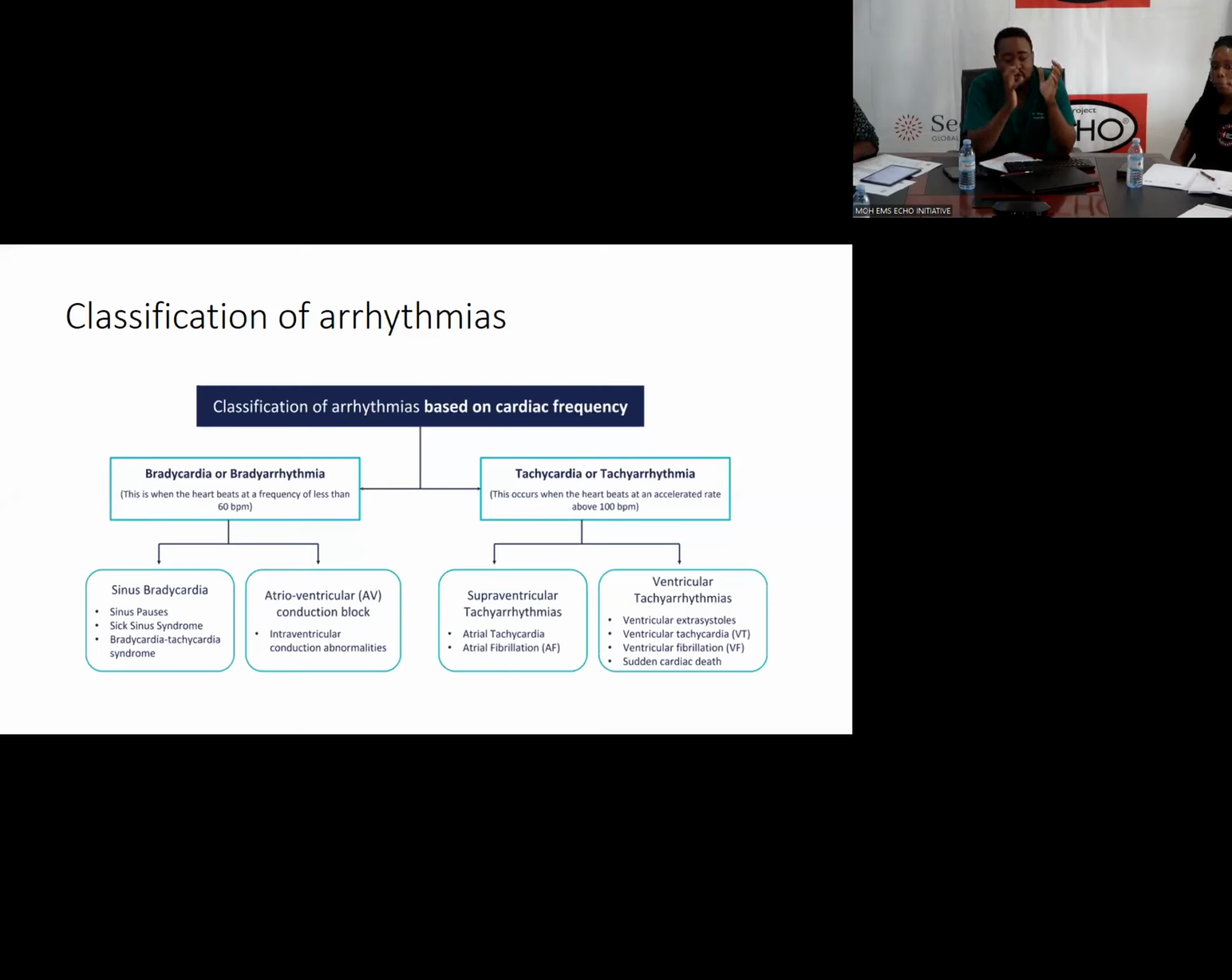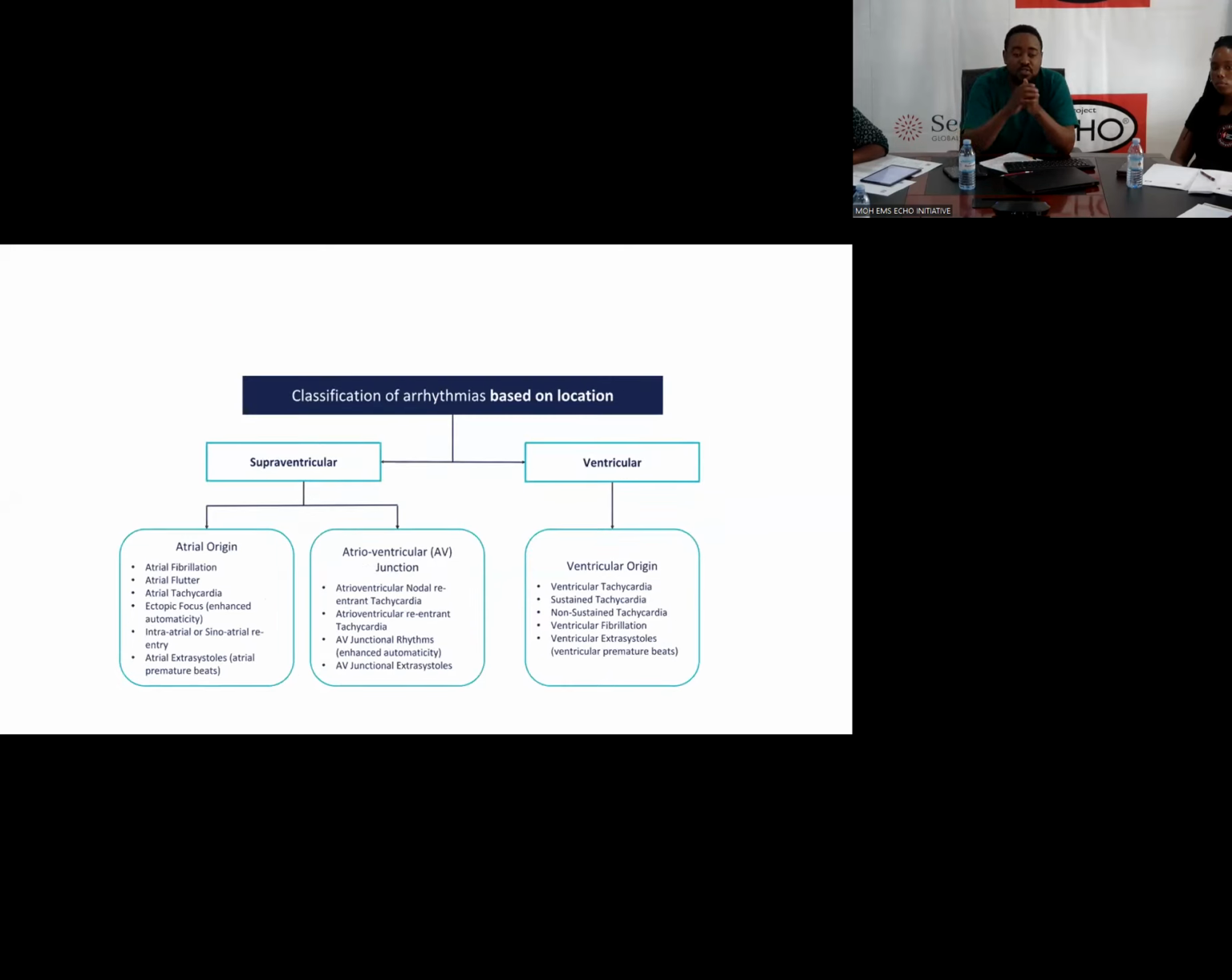We look at them as those that are originating from the sinoatrial node, from the normal conduction pathway, or those that are originating from the AV node, or those that are originating above the ventricles or at the level of the ventricles. So there are two classifications according to the anatomical origin, and whether they are sinus or non-sinus. We're going to go over them in a bit of detail, but this was just a general broad classification of things.